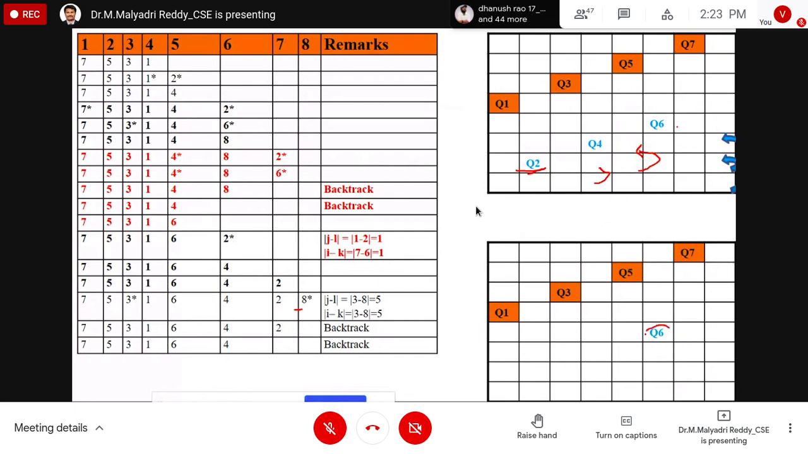So presently I am at Q6. From Q6, Q4 is not feasible. Q5. Then there is a chance to place the Q8. Q8, feasible or not? So it is feasible. That is why I placed the Q8.